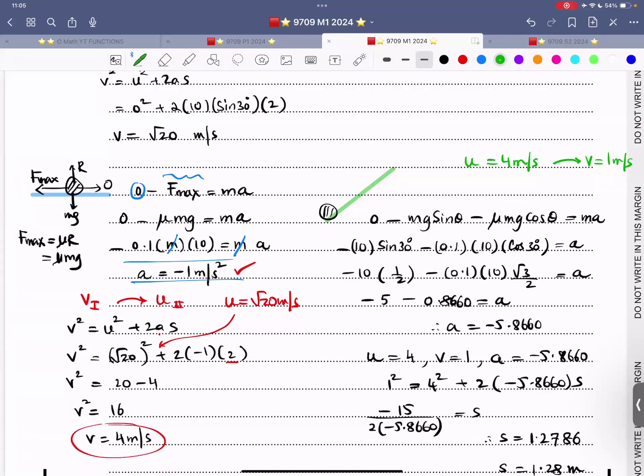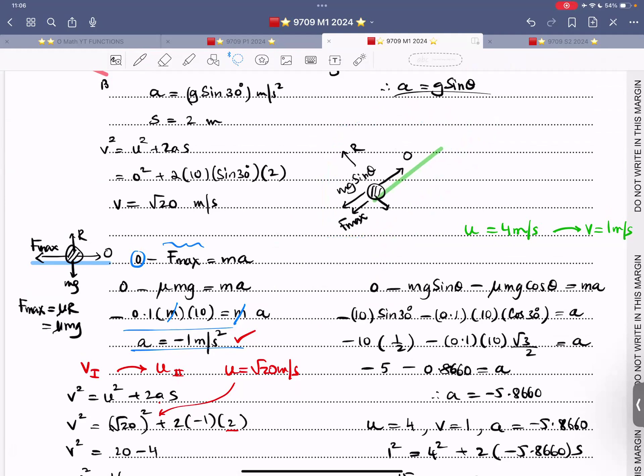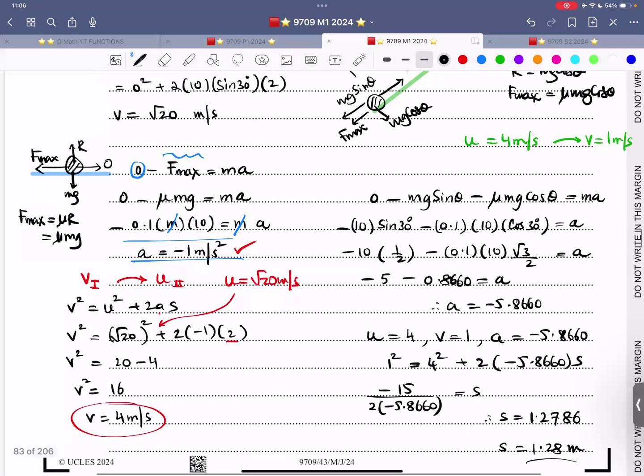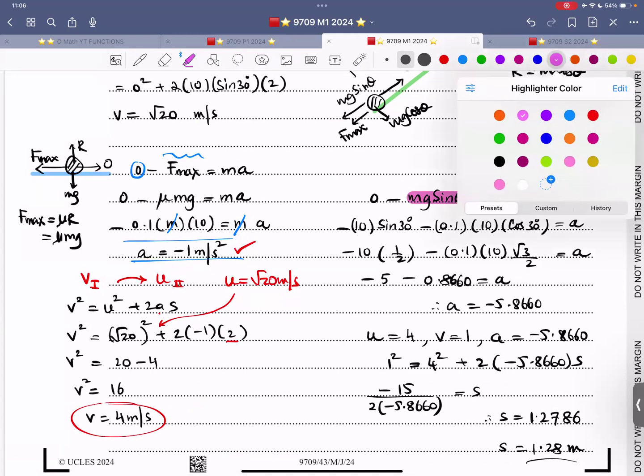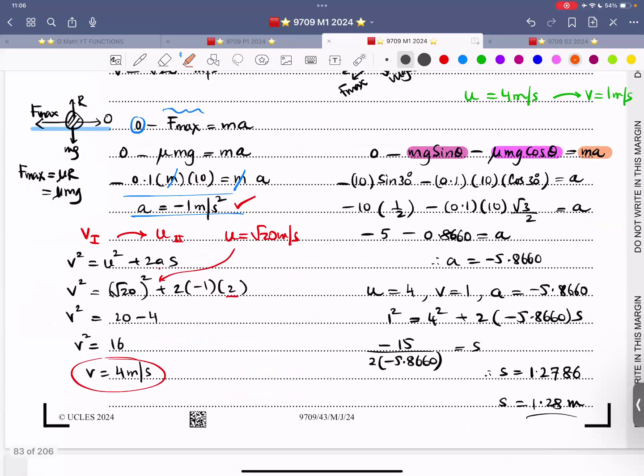But before that, I need to find the acceleration. So this is 0. This is mg sine theta. This is F max. This is R over here. Let me move this up because it's getting messy. And this is mg cos theta. So R is equal to mg cos theta, and F max is equal to mu R, mu mg cos theta. First of all, I have mg sine theta, and then I have mu mg cos theta, that is equal to mass into acceleration. The m cancels out.